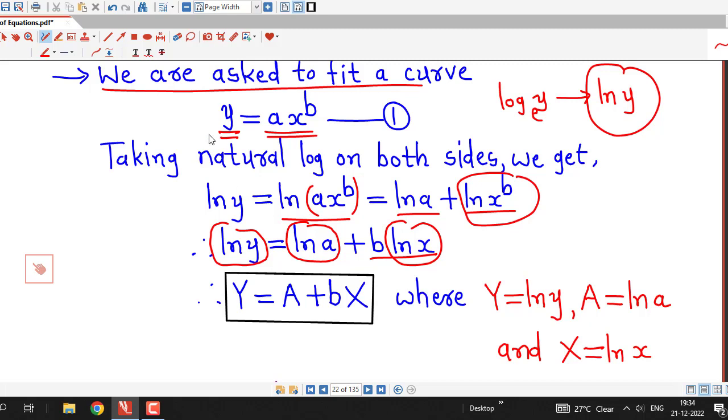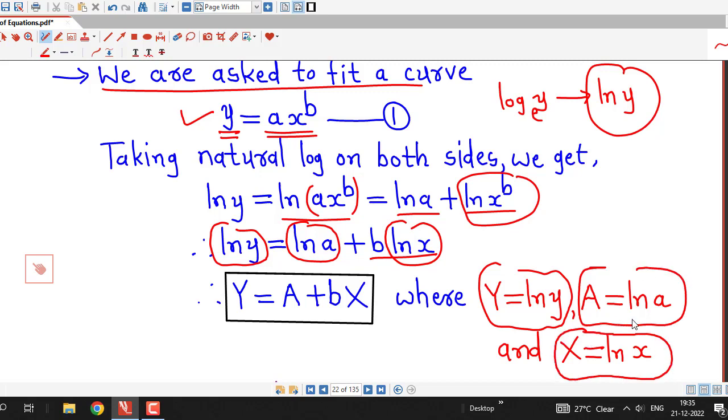And we see that we have converted our equation from power function to the straight line, where capital Y is ln of small y, capital A is ln of small a, and capital X is ln of small x. And here the base is natural base, so whenever we are interested in the value of small a, that will be equal to e to the power capital A, and the values of capital A and small b will be obtained by solving the normal equations corresponding to this line of capital Y on X.